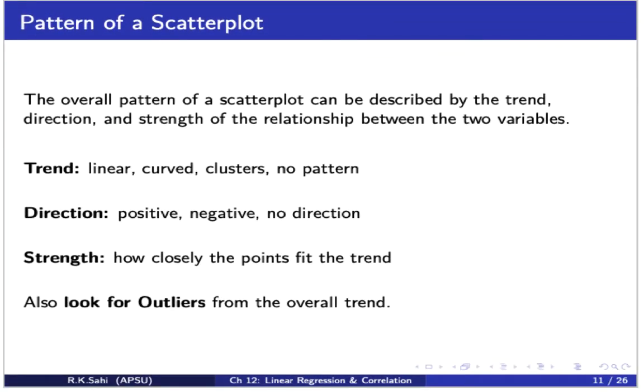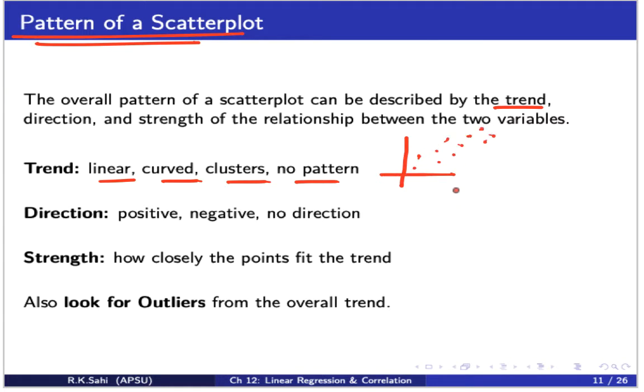That is the pattern of a scatter plot. The overall pattern, we can describe it with the help of a trend. That means either it is linear, curved, clusters, or no pattern. For example, in the previous example, we had somewhat a graph like this. So clearly it seems linear to us.